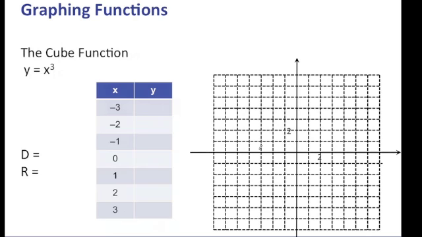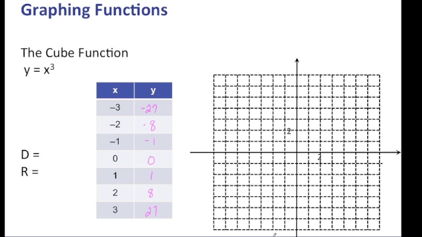The cube function. Well, -3 cubed is -27. -2 cubed is -8. -1 cubed is -1. 0 cubed is 0. 1 cubed is 1. 2 cubed is 8. 3 cubed is 27. Since this is already numbered, I'm not going to have room for my 27s.